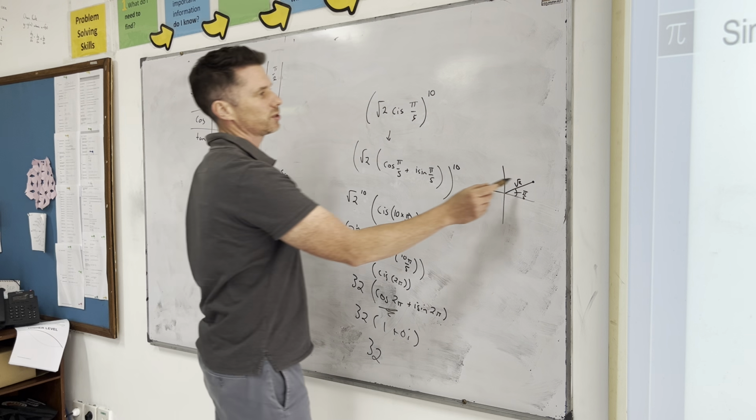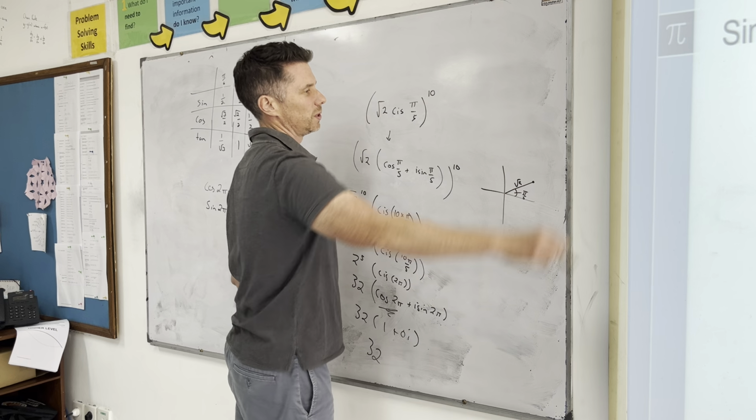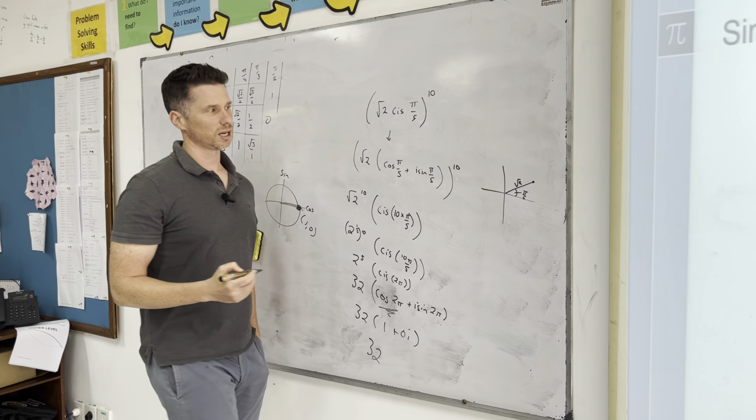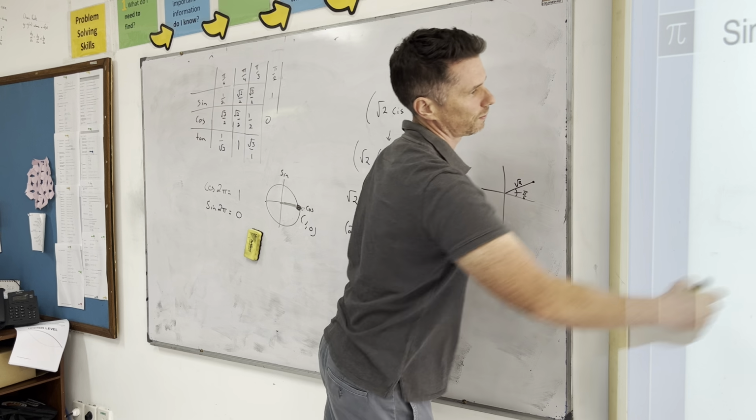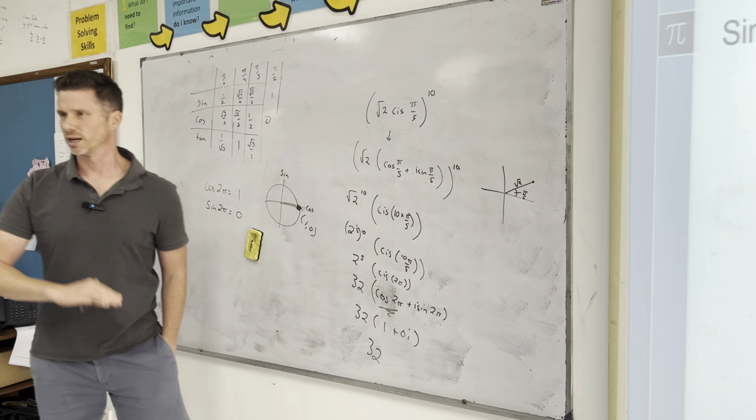So this is rotated so much around that when it finishes its multiplication, it ends up way over here at just 32. It spins out and out and out and finishes here at 32 on the real axis.